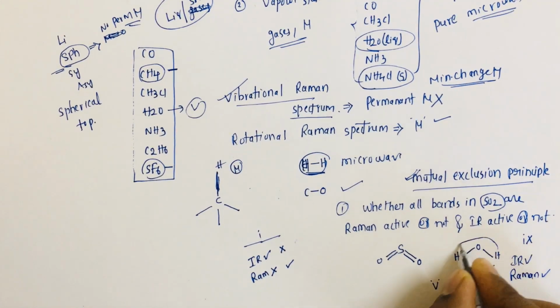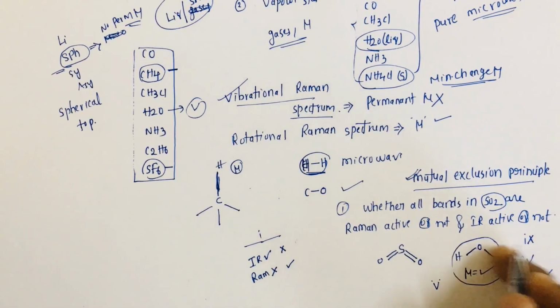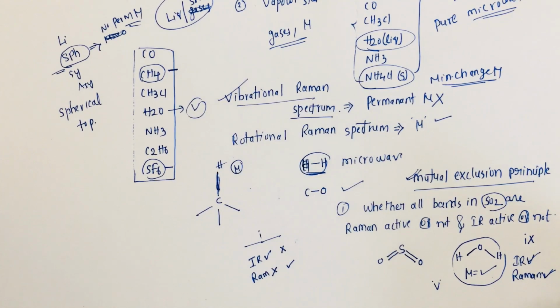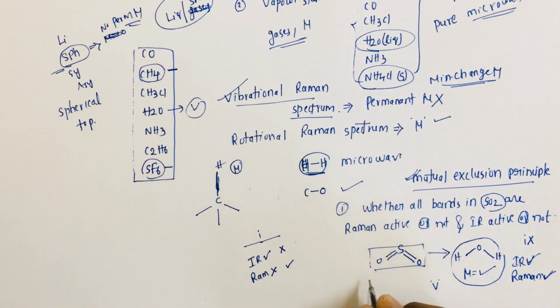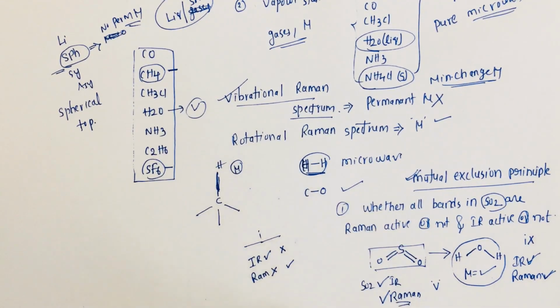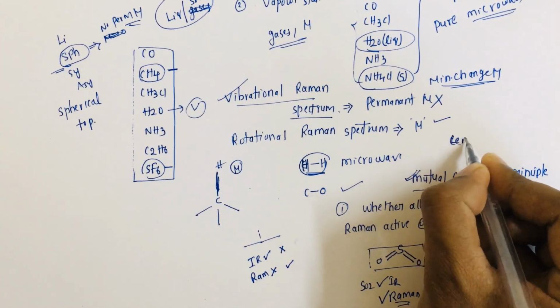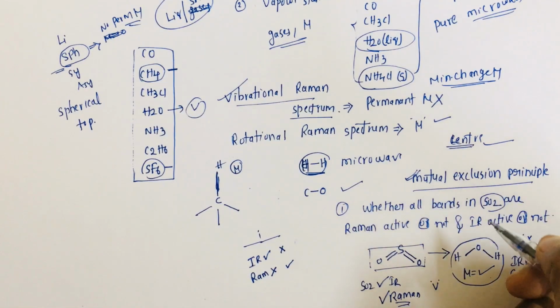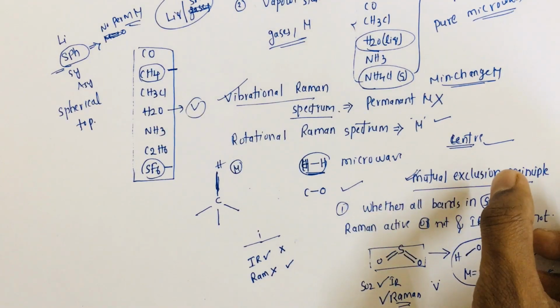So in case of water, we don't have a center of inversion. Because of that, all the bands are active in IR spectroscopy as well as Raman spectroscopy. And since SO2 also has a shape similar to the water molecule, all the bands in SO2 are active in IR as well as Raman. Okay, so this concept you have to remember. When they have given some compound which has a center of inversion, only at that time can we talk about the mutual exclusion principle. Other than center of inversion, if any compound is given, those compounds are active in Raman spectroscopy as well as IR spectroscopy.